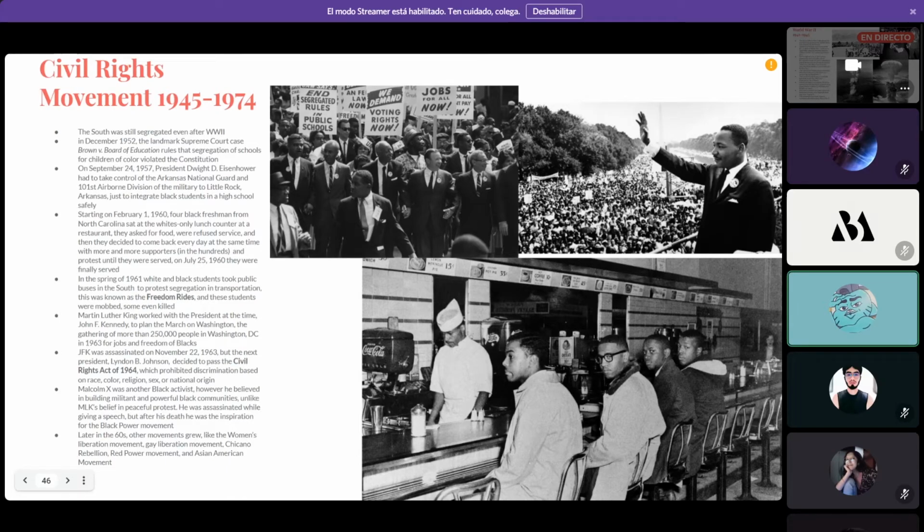Now we have the Civil Rights Movement, which has been happening since, I'd say, even after the Civil War ended. But it grew and grew and grew until around the 60s and 70s. In the 50s, though, the landmark Supreme Court case Brown versus Board of Education said that the segregation of schools for children of color violated the Constitution.